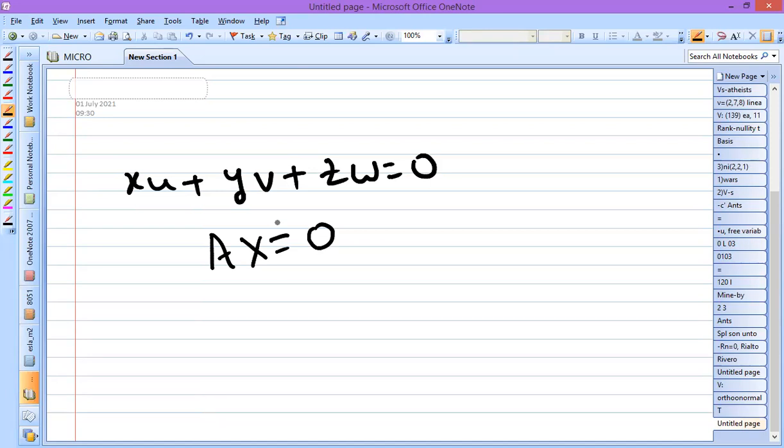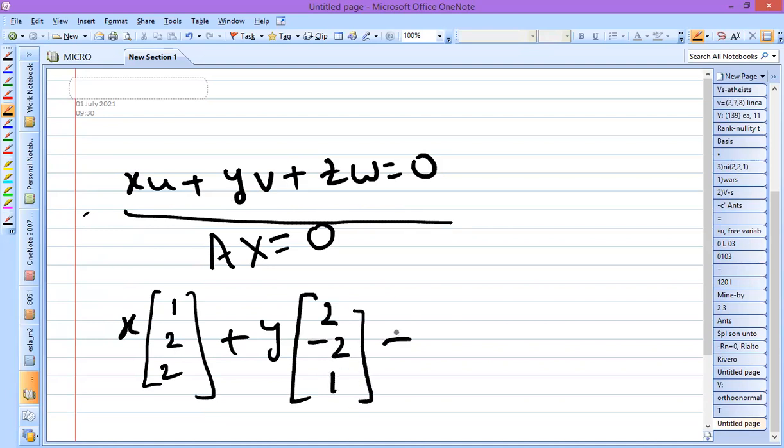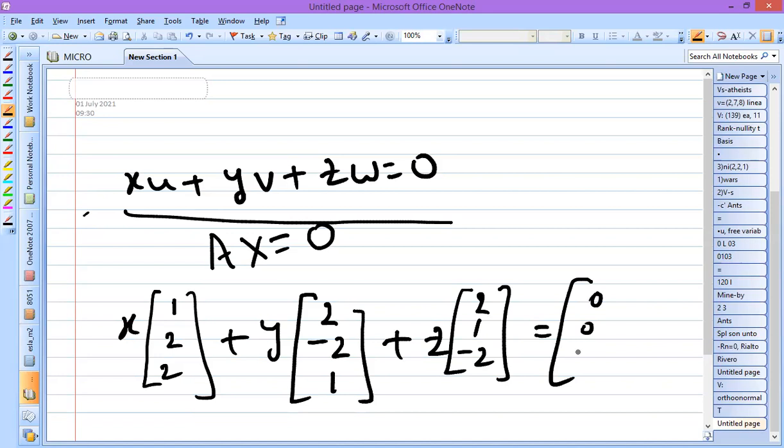So for that we are going to consider the equation xu plus yv plus zw is equal to 0. Considering this equation, x is a variable, keep as it is. What are the elements of u? Elements of u are 1, 2, 2, right? Plus y, v elements are 2, minus 2, 1. And z into w elements are 2, 1, minus 2. It is equal to 0, 0, 0.